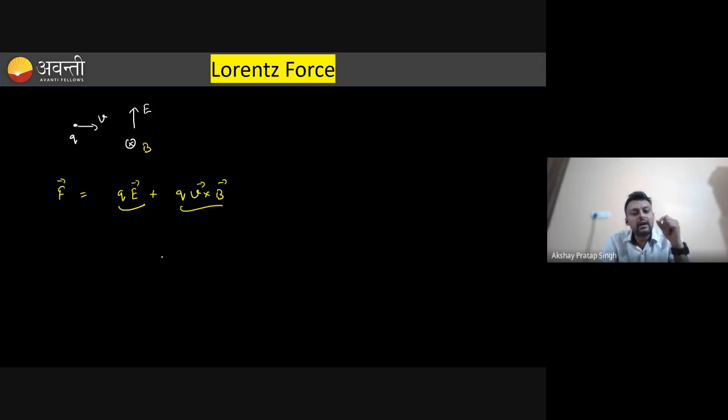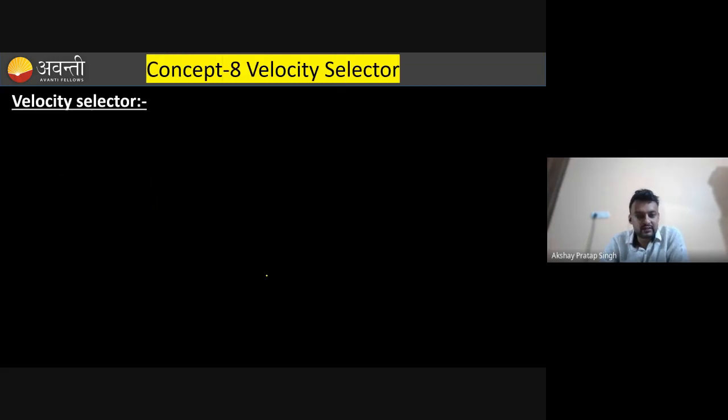Depending on this phenomenon, you can conclude that a charge can experience electric and magnetic force both at the same time. Based on this, various devices were built. One of the famous devices which uses these two fields is the velocity selector. So let's go to that velocity selector device, which is very important. What is a velocity selector? I will describe it in a few minutes.